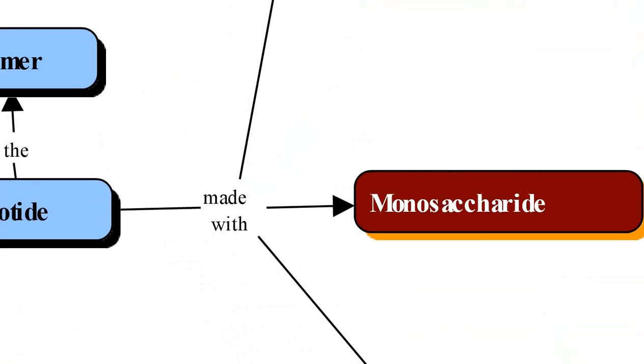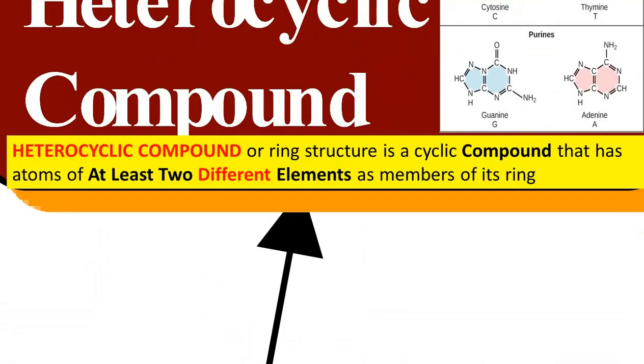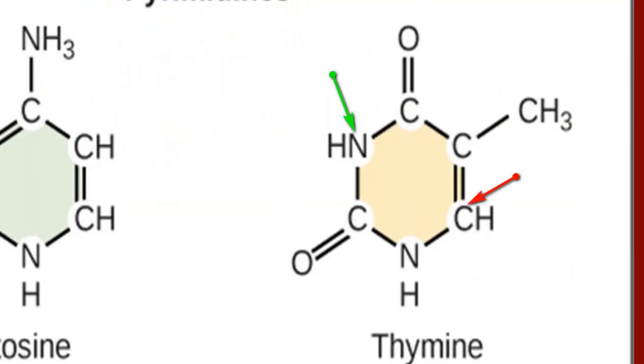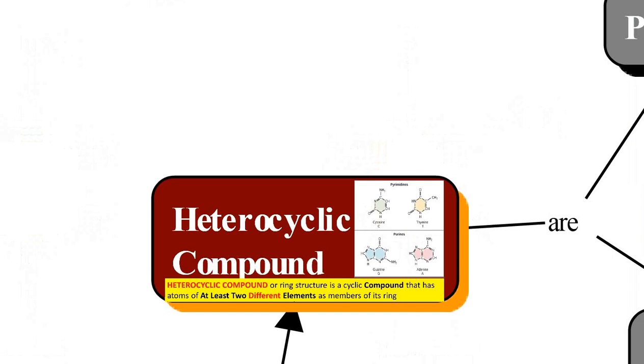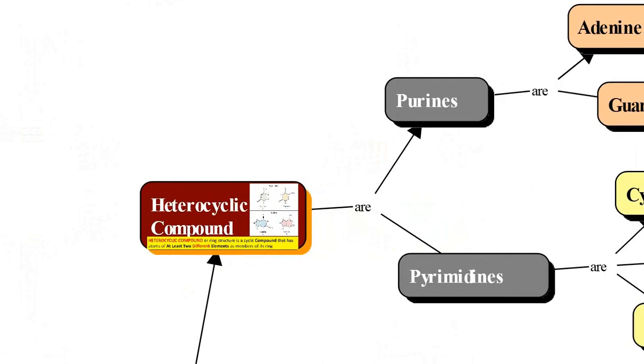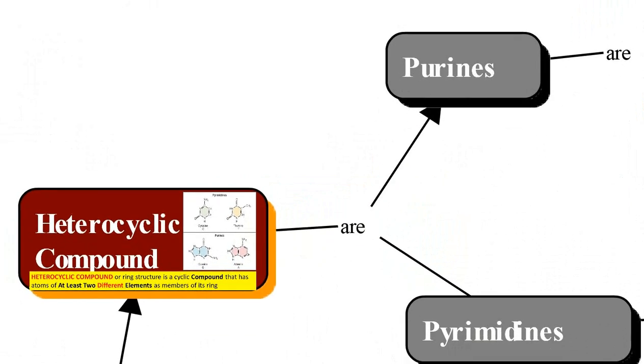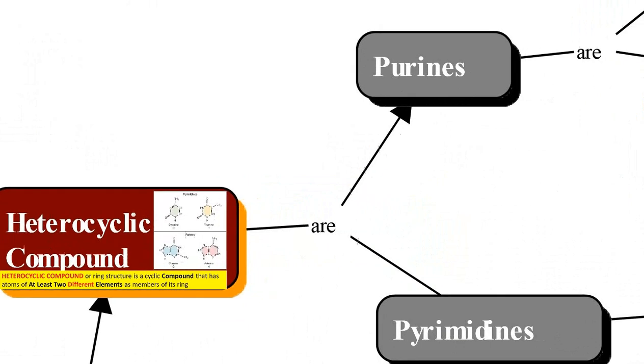Coming to the heterocyclic compound, or ring structure, it is a cyclic compound that has atoms of at least two different elements as members of its ring. In heterocyclic compounds, usually more than one kind of element is present in the ring. Here we can observe the presence of carbon as well as nitrogen. These heterocyclic compounds are the nitrogen bases, and based on their structure, they are classified as purines as well as pyrimidines.